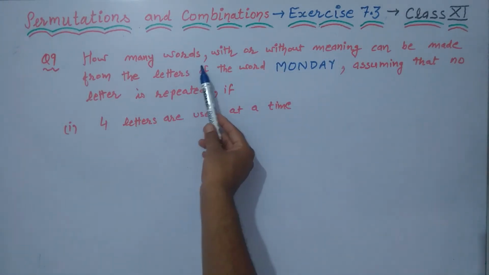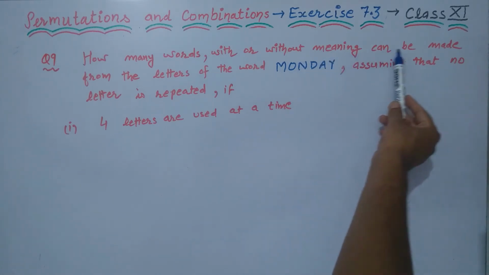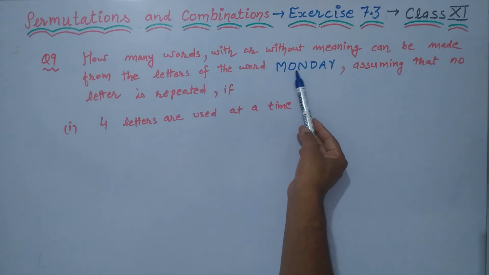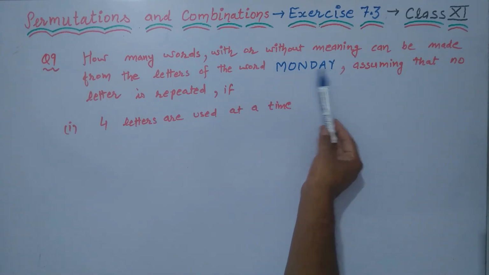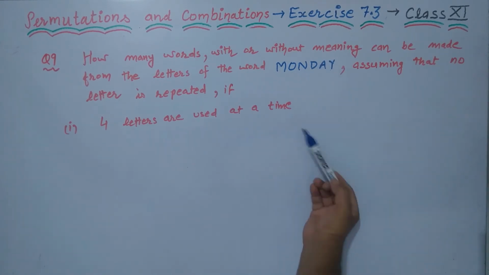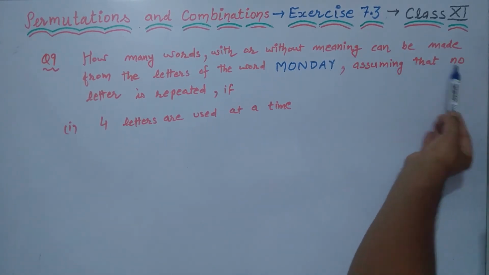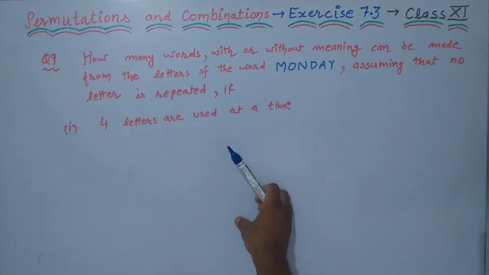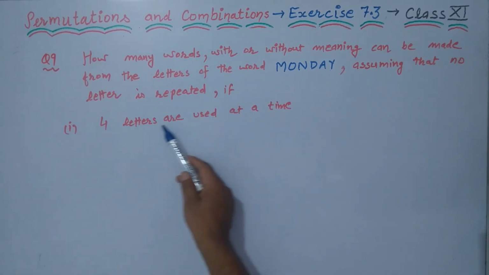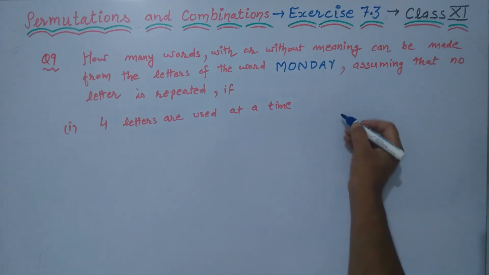How many words with or without meaning can be made from the letters of the word Monday? Monday: total letters are 1, 2, 3, 4, 5, 6. Six letters, assuming that no letter is repeated. Number 1, this condition is given. Number 1, 4 letters are used at a time.